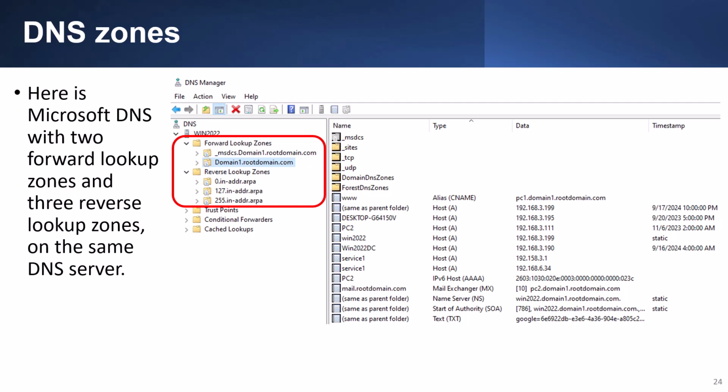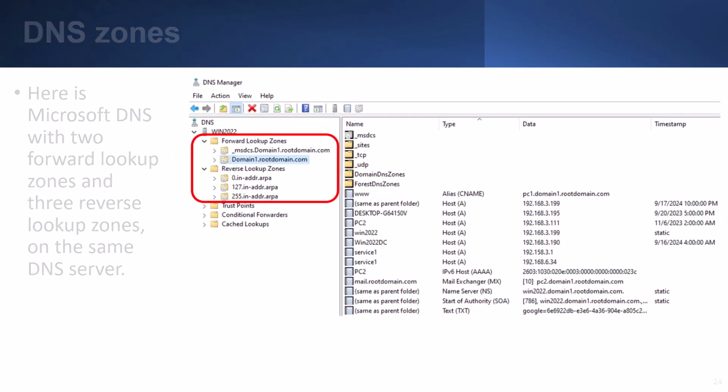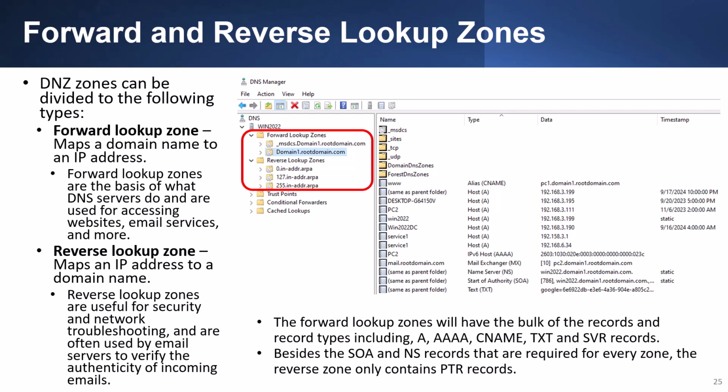Here is Microsoft's DNS with two forward lookup zones and three reverse lookup zones on the same DNS server. DNS zones can be divided into the following types. A forward lookup zone maps a domain name to an IP address. Forward lookup zones are the basis of what DNS servers do and are used for accessing websites, email services, and more. A reverse lookup zone maps an IP address to a domain name. Reverse lookup zones are useful for security and network troubleshooting and are often used by email servers to verify the authenticity of incoming emails.